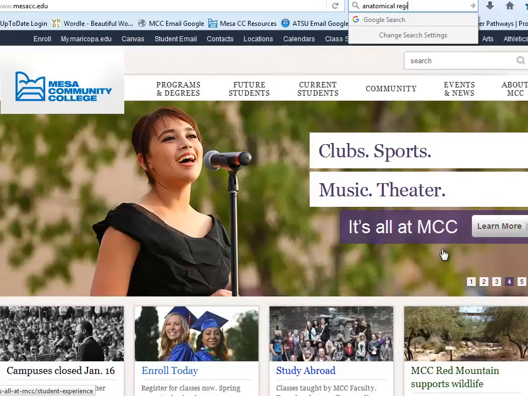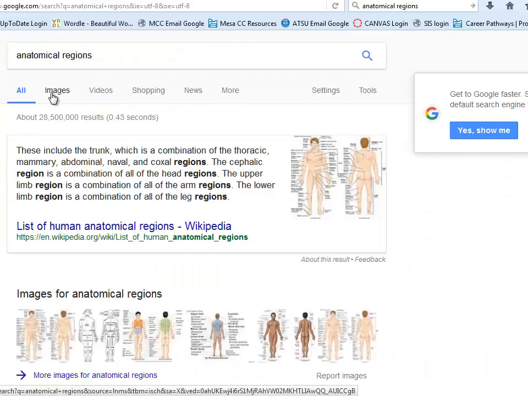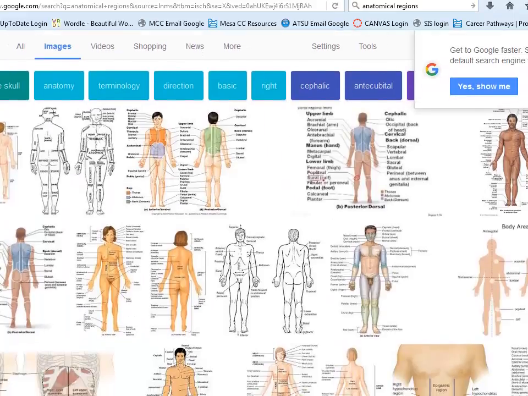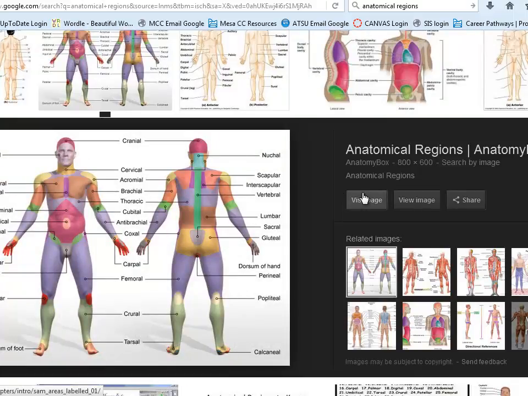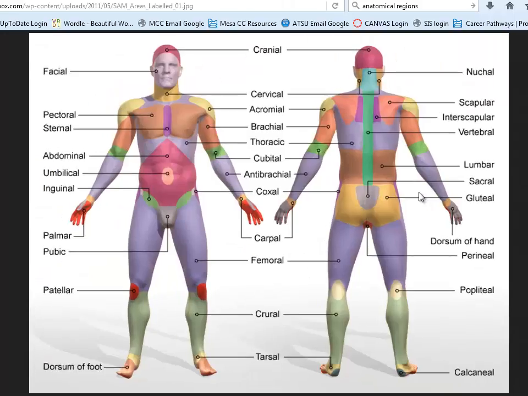You've probably heard of carpal before, like carpal tunnel syndrome. That's in the wrist and the hand. If you're wondering how you can get all the answers for this without listening to the video and me, just Google image anatomical regions, and usually they'll have more listed because we're only learning a portion of the anatomical regions, but you can find your favorite picture.